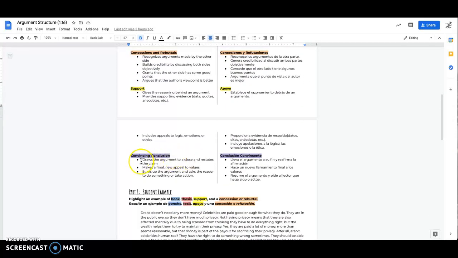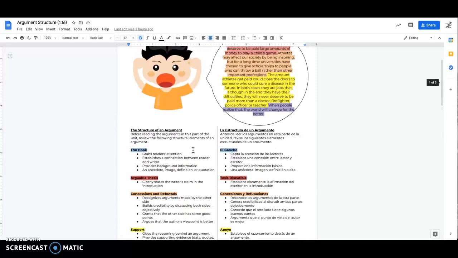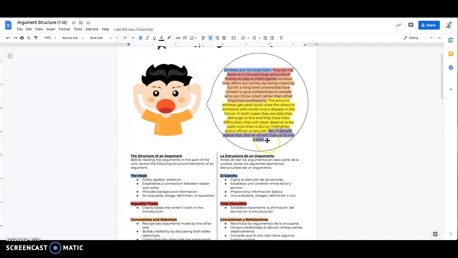Lastly, we have the convincing conclusion. It is a restatement of the thesis. It is a new appeal to the values of the reader, and it usually asks that reader to do something, to take an action step. So up here it's highlighted in purple. When people realize that, the world will change for the better. So the action step here is you need to agree with this person's argument, and that will cause positive change in the world.